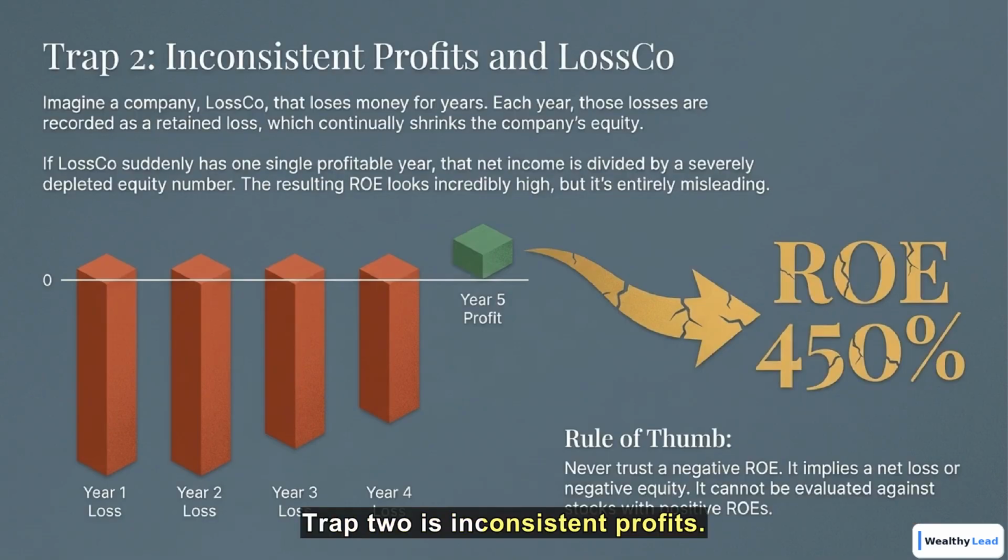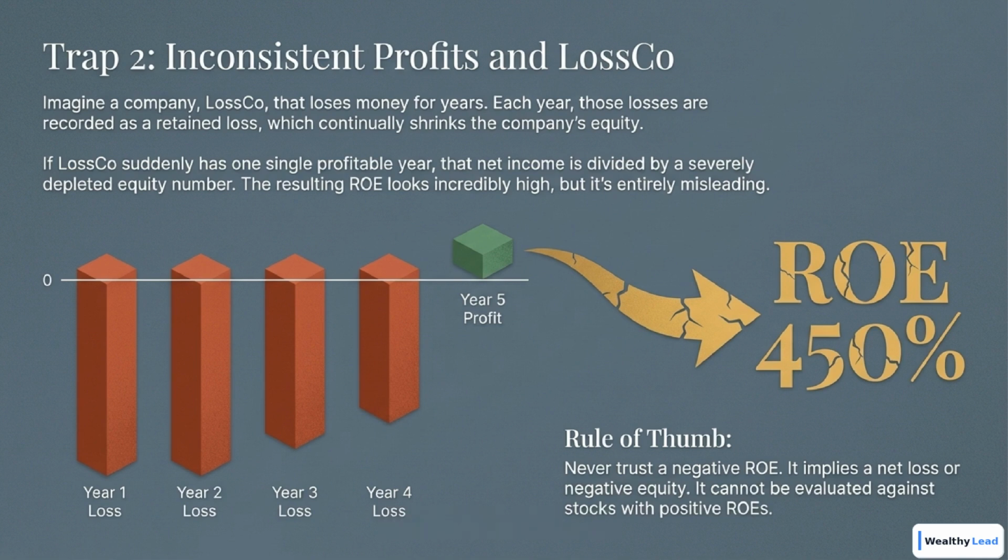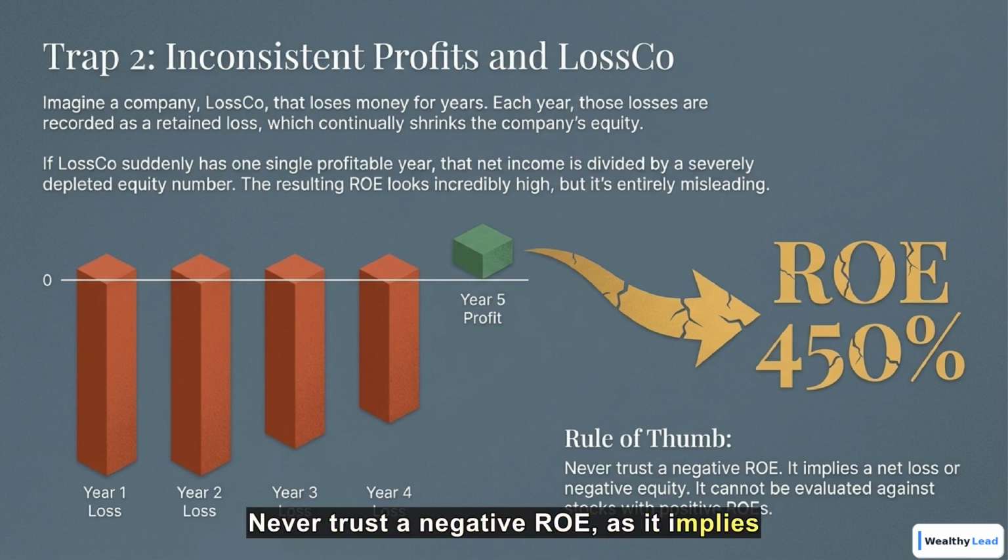Trap 2 is inconsistent profits. If a company loses money for years, its equity shrinks. A single profitable year, divided by that depleted equity, results in a misleadingly high ROE. The rule of thumb: never trust a negative ROE, as it implies a net loss or negative equity.